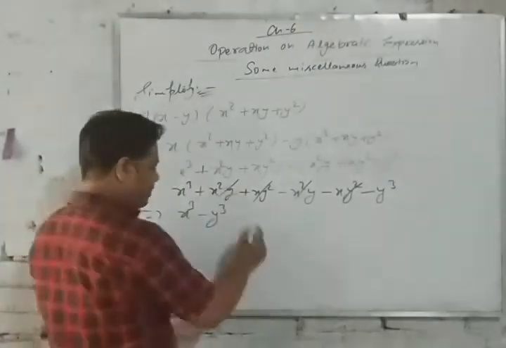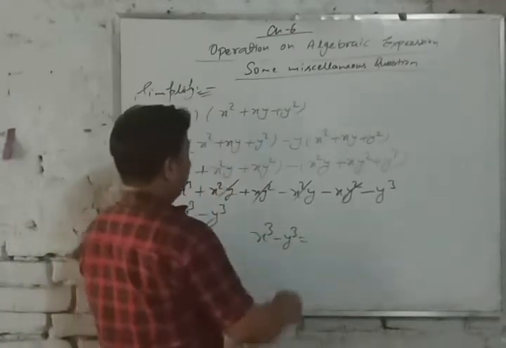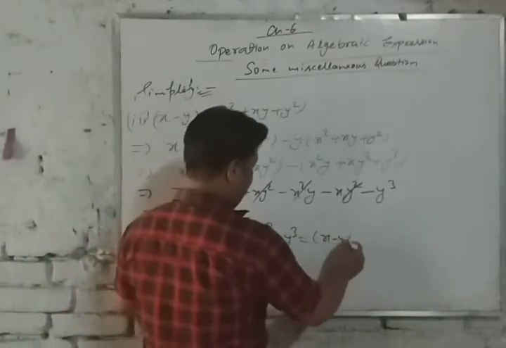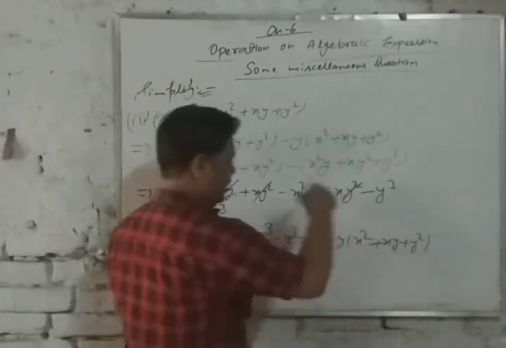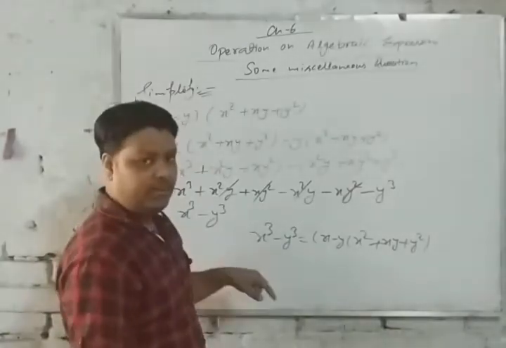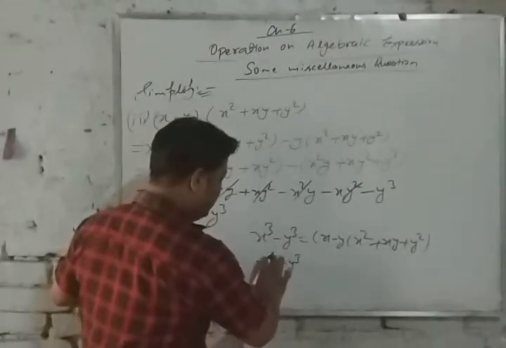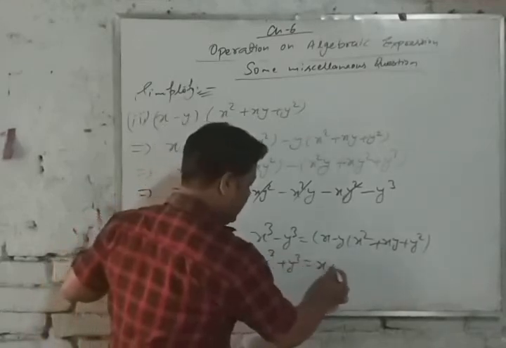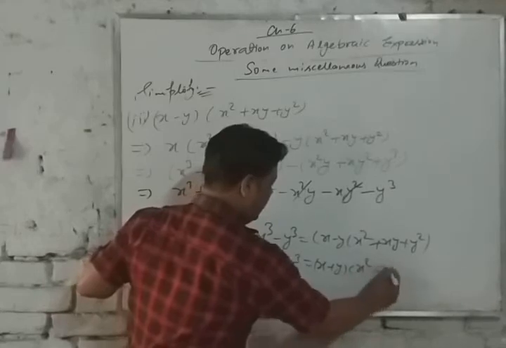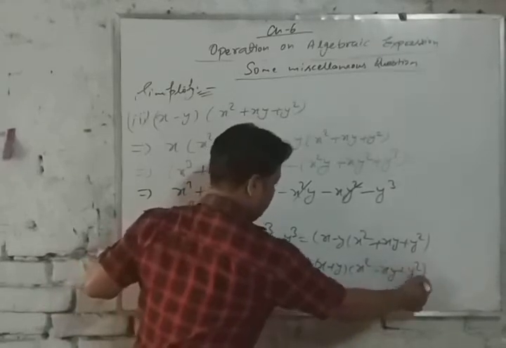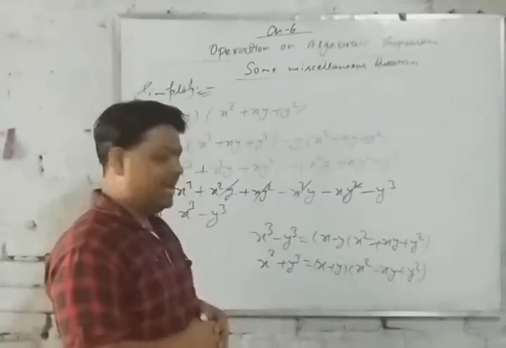Okay, that is, again we will get one more identity. x cube minus y cube is equal to (x minus y) times (x square plus xy plus y square). And in previous questions we solved and got as a result that x cube plus y cube is equal to (x plus y) times (x square minus xy plus y square). Okay, these two are just the same, only the sign is different.